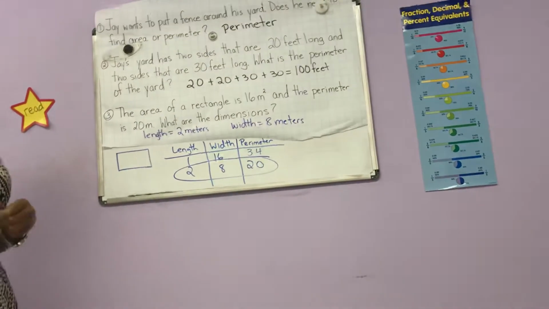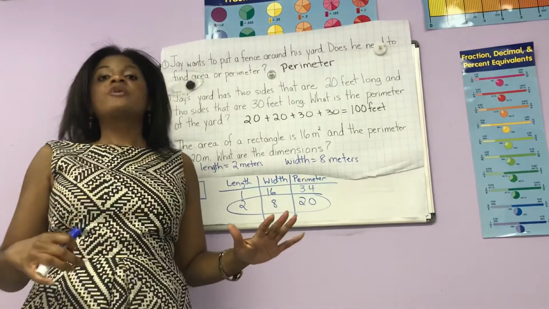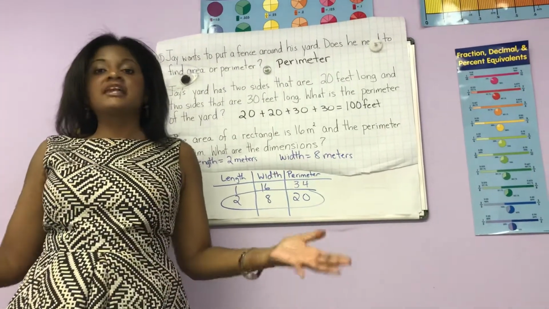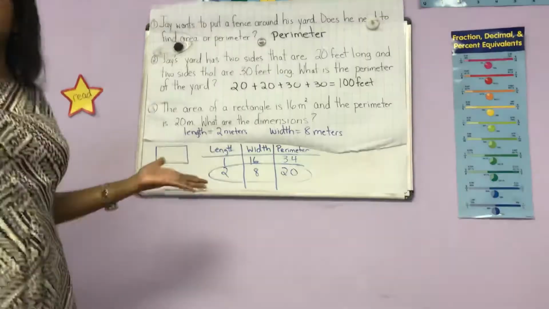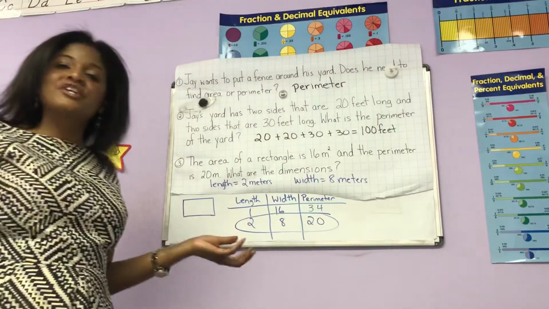Just to review, remember perimeter is the distance around a figure. We find the perimeter by just adding the numbers. And today we practiced solving some word problems using the perimeter.